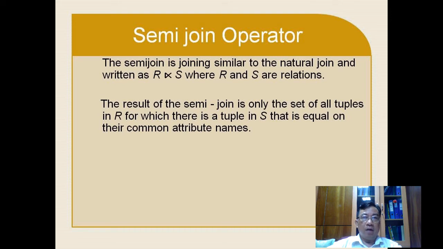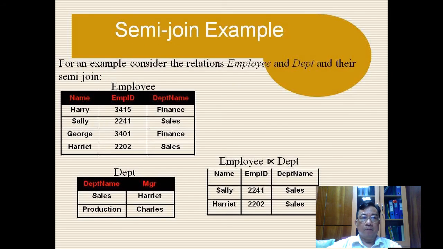And you see the result of the semi-join is only the set of all tuples in R for which there is a tuple in S that is equal on the common attributes. I give you an example here of semi-join. For example, consider the relations employee and department and their semi-join.